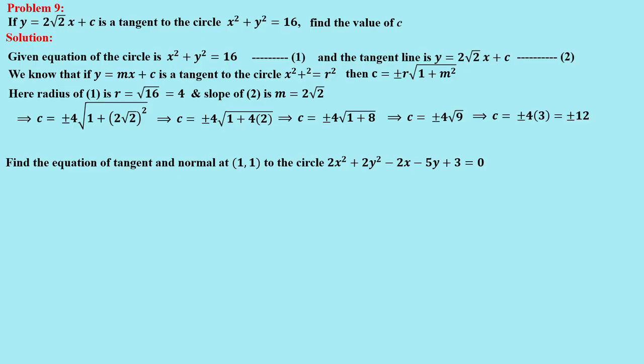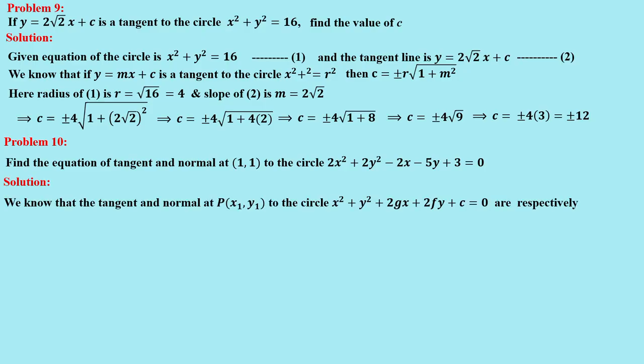Next problem. Find the equation of the tangent and normal at (1, 1) to the circle 2x square plus 2y square minus 2x minus 5y plus 3 equal to 0. So we know the tangent and normal at P (x1, y1) to the circle x square plus y square plus 2gx plus 2fy plus c equal to 0 are respectively: tangent equation x x1 plus y y1 plus g into (x plus x1) plus f into (y plus y1) plus c equal to 0. And the normal equation is y x1 minus x y1 plus g into (y minus y1) minus f into (x minus x1) equal to 0.